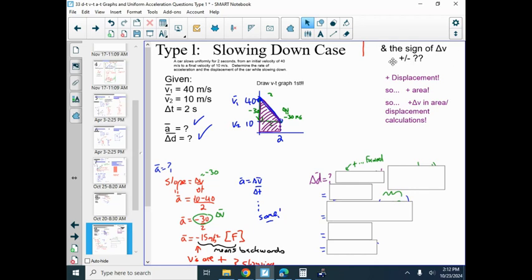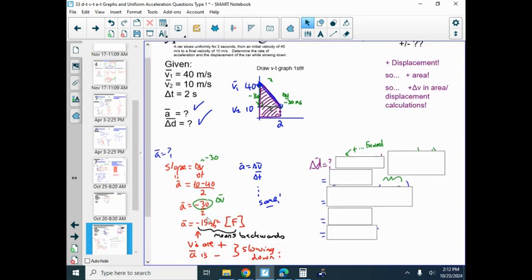It says here about the sign of delta v, right? Delta v, of course, is a negative. It's a negative 30, right? But in terms of displacement, this car is going forward, right? It's traveling forward a certain distance. It would travel forward 80 if it didn't slow down, 40 times 2. But it's not going to travel quite as far because it's slowing down.